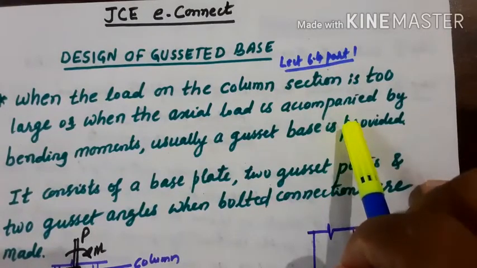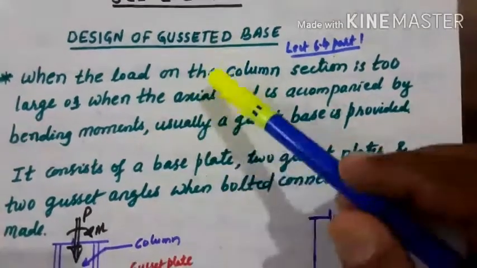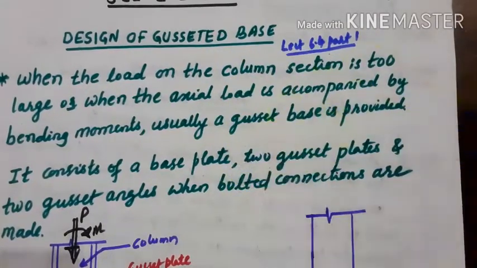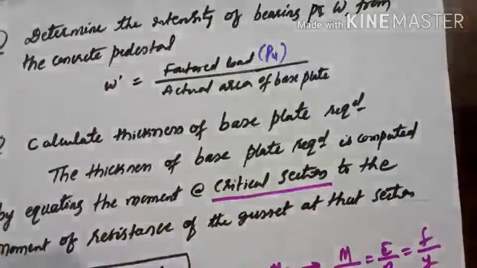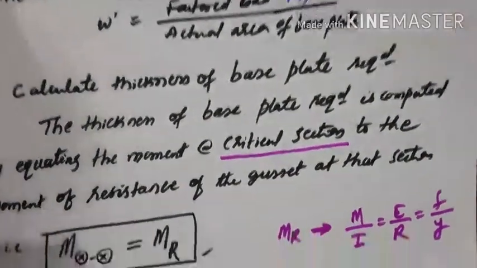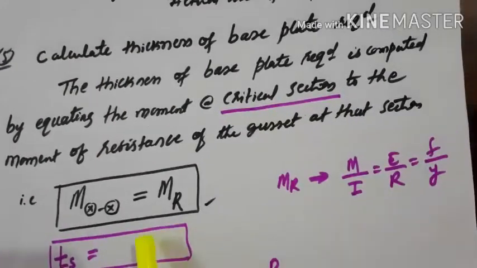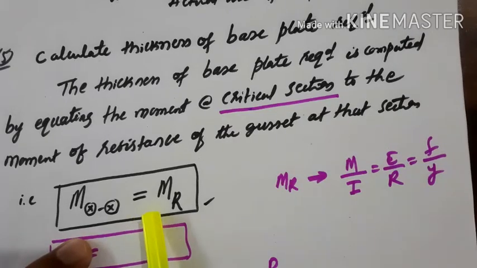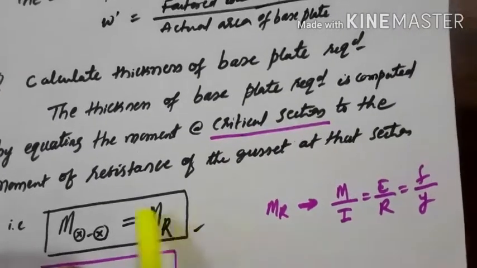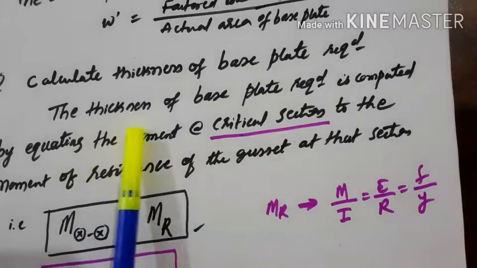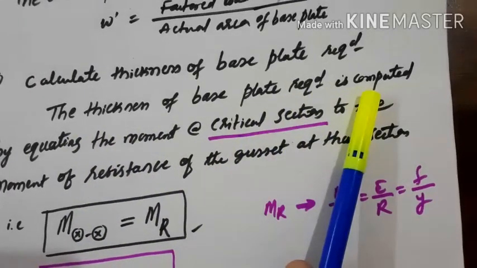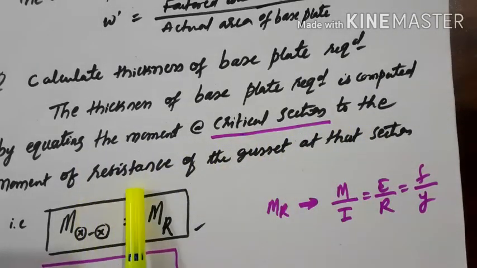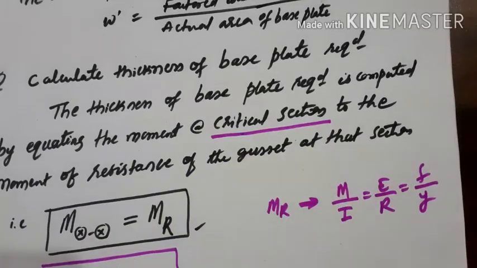So in the previous lecture we discussed the design procedure of gusseted base, and in continuation with that, here I'll be discussing how to calculate the thickness for the base plate. In this case we have to calculate the thickness based on the moment criteria. As I told previously, the thickness of base plate required is computed by equating the moment at critical section to the moment of resistance of the gusset at that section.